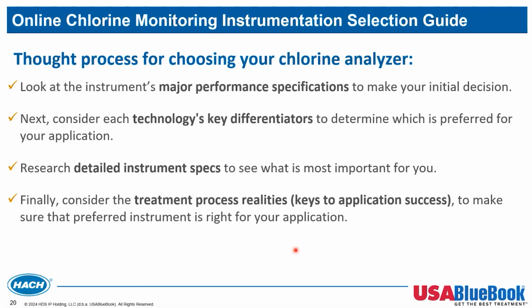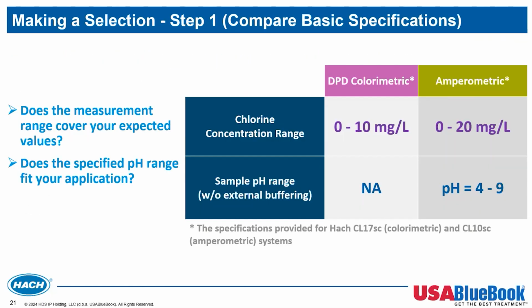So first, of course, you should look at the major performance specs. Then you need to consider each technology's differentiators, as we just discussed, to determine which is preferred. You may need to research detailed specs to see what is most important for you in terms of accuracy, in terms of limit of detection, you name it. And finally, you need to consider your treatment process realities, which are the keys to application success, to make sure that the preferred instrument, or the one you're looking at as the preferred, is right for your application. Let's go step by step because it's a 4-step process, as you can see here.